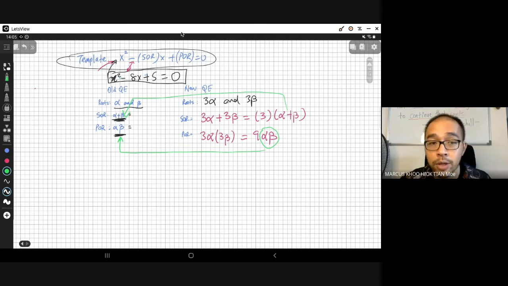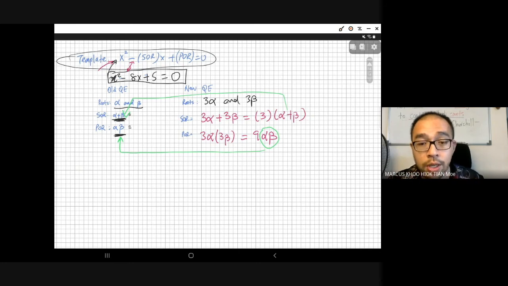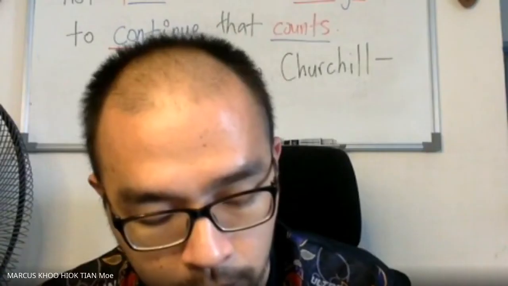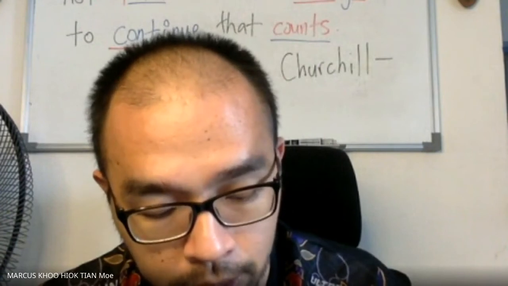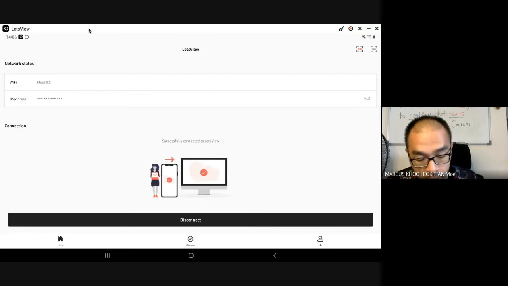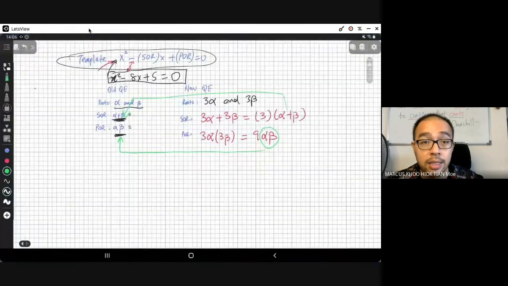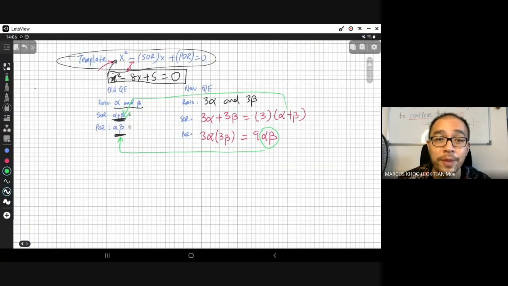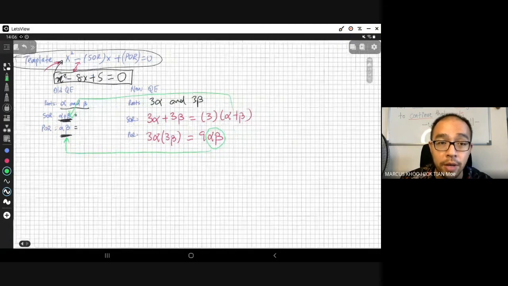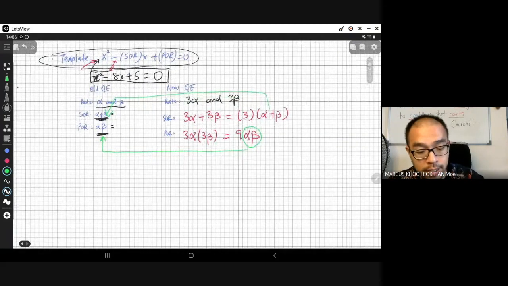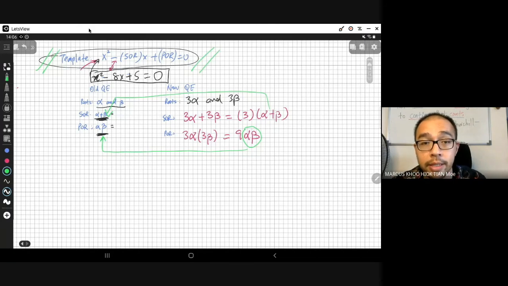So, after you get the new SOR and POR, then you can form the quadratic equation using the template that we've been using since just now. Use this template again. So I'll give you the tip up to there only.